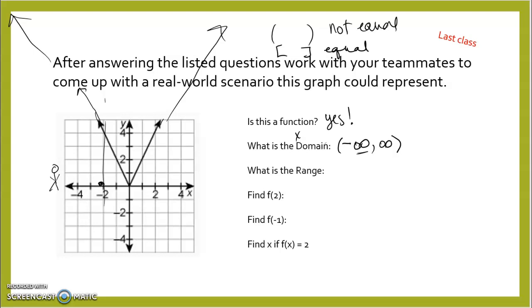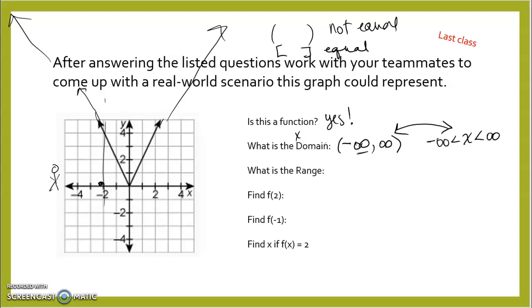Another way you can write domain is using inequalities. So we could say that x is between -infinity and infinity. This is another way to write this. So it's the same answer, just written a different way. And we only have less than and less than because we're not having equal to, because you can never equal infinity.